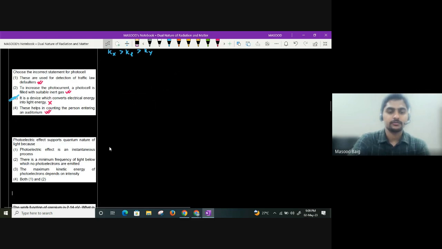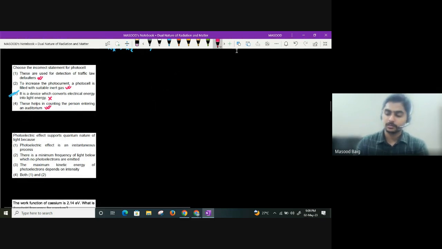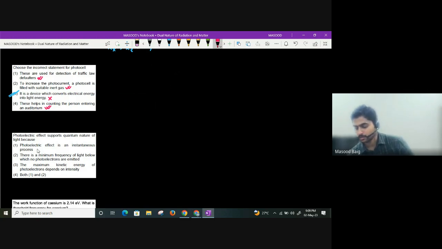Next, the photoelectric effect supports the quantum nature of light because the photoelectric effect is an instantaneous process. Yes, it is an instantaneous process. Actually, it is better to say it is a spontaneous process. There is a minimum frequency of light below which no photoelectrons are emitted. What is that value? Minimum frequency below which there is no photoelectric effect: threshold frequency.